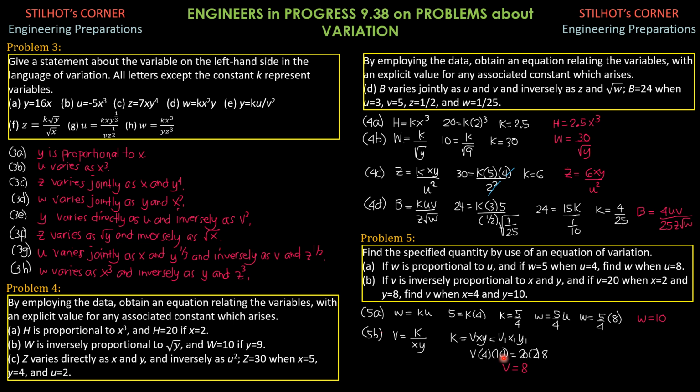Then in the initial conditions, all these quantities are completely specified. So V1 is 20, X1 is 2, and Y1 is 8. So 20 times 2 times 8, divided by 4 times 10. 20 over 10 is 2, then 2 times 2 times 8 is 32, divided by 4 is 8. So V is 8. So that's it for this video.